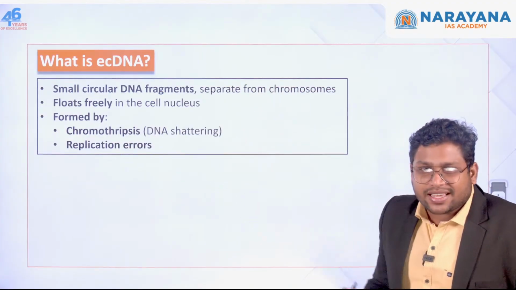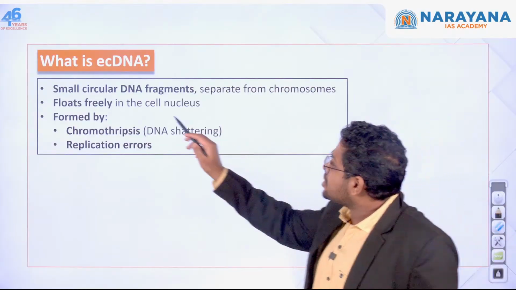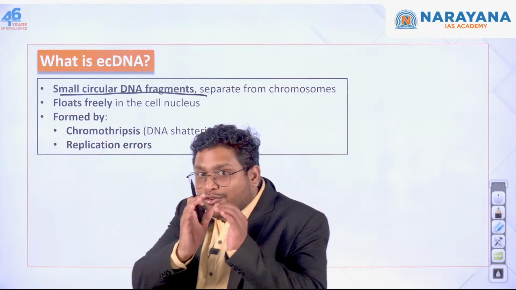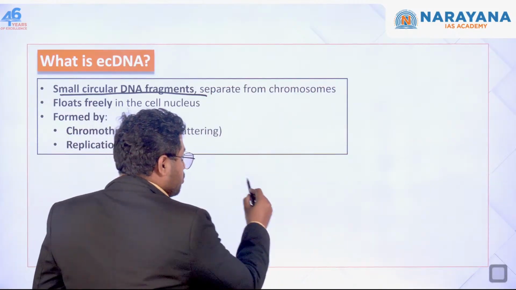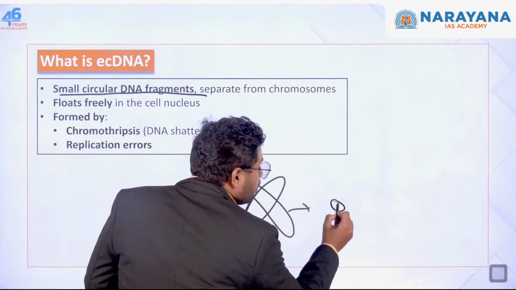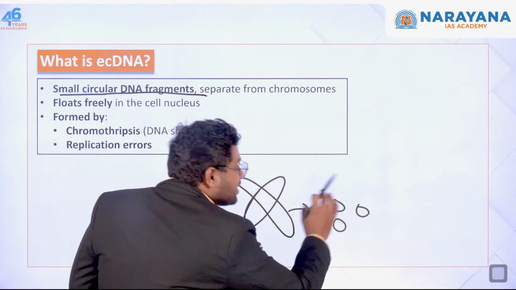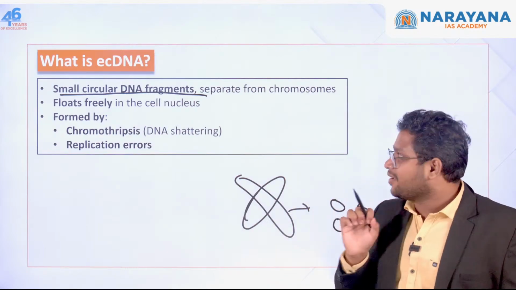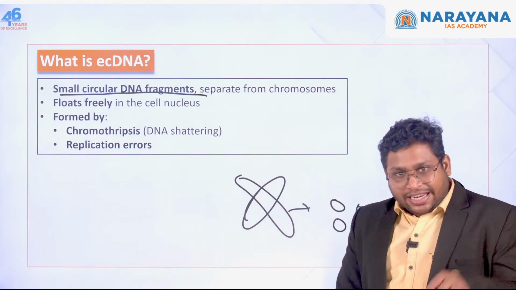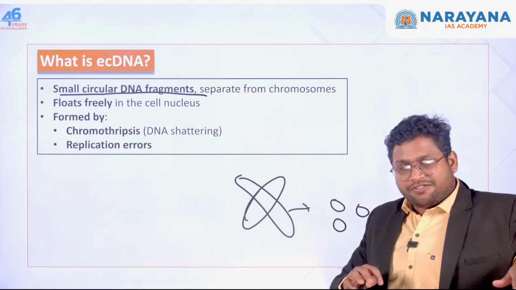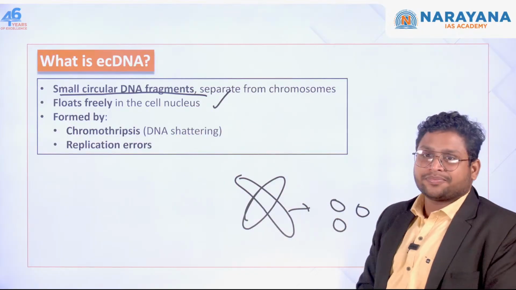Now, what happens exactly? Some small circular DNA fragments get separated from the chromosomes. This is your chromosome, let's say. From these chromosomes, some very small circular DNA fragments get separated. And now in the nucleus of this cell, they start floating very freely over there.